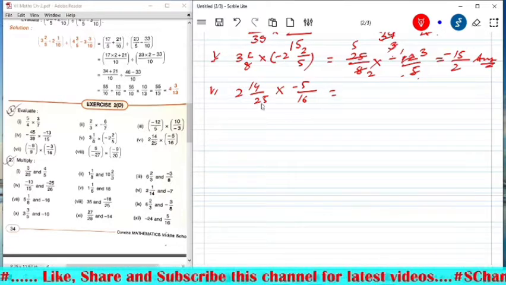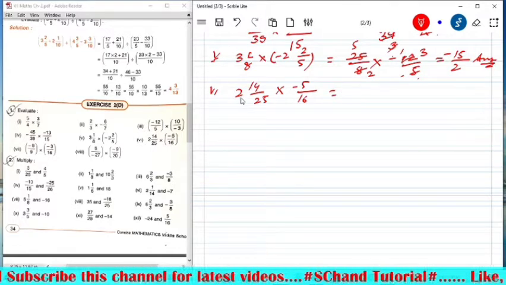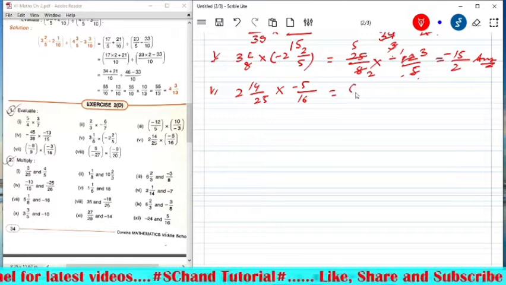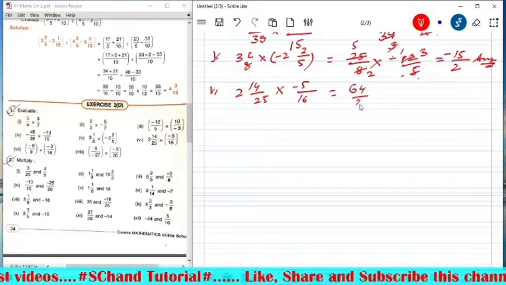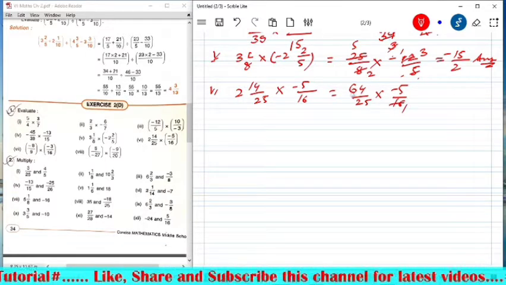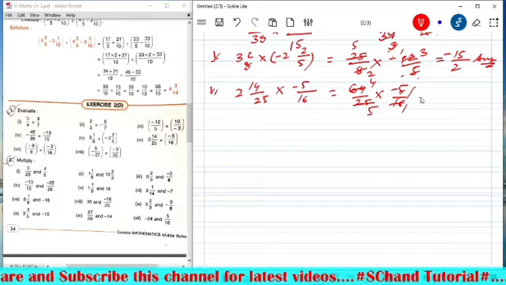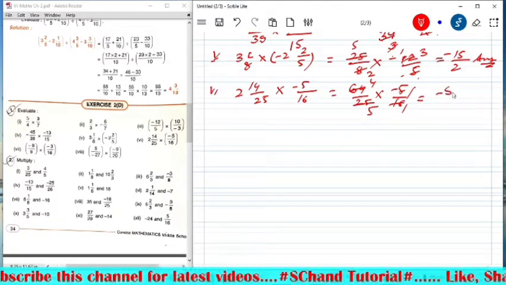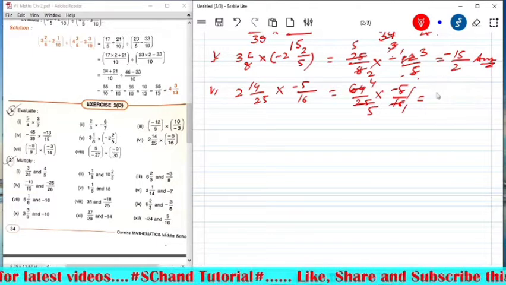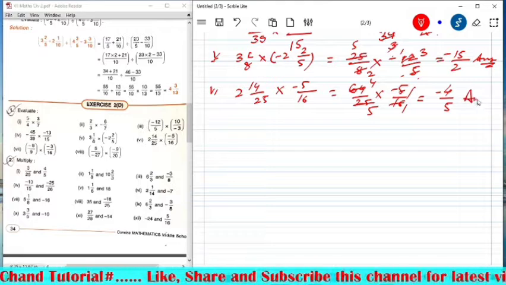So this will be a mixed fraction. Solve this first. 25 into 2, 50, 50 plus 14, so it will be 64. 64 over 25 into minus 5 over 16. So it will be 4 here and this will be 5 here. So it will be minus 4 over 5. So this will be the answer.